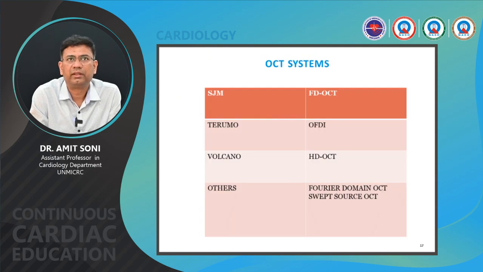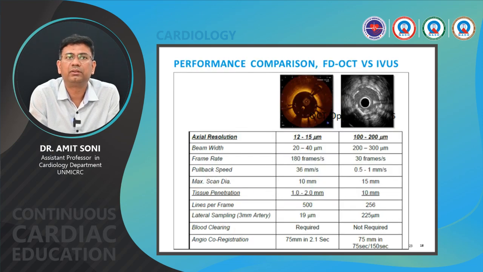So there are two: SJM and FDOCT. SJM, Terumo, Volcano and others. FDOCT or FDI, high definition OCT, and Fourier domain OCT. So performance wise, comparison between FDOCT versus IVUS. How is it different from IVUS? Because IVUS uses sound waves, and OCT uses infrared light.